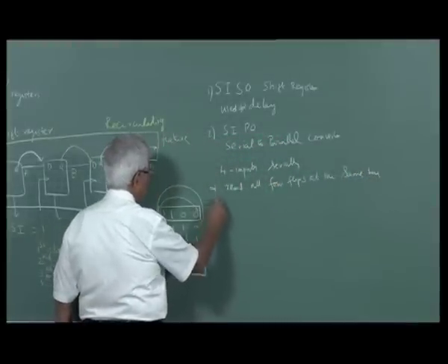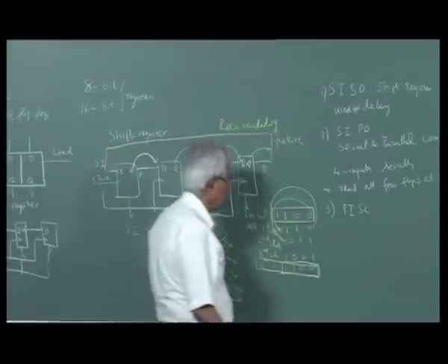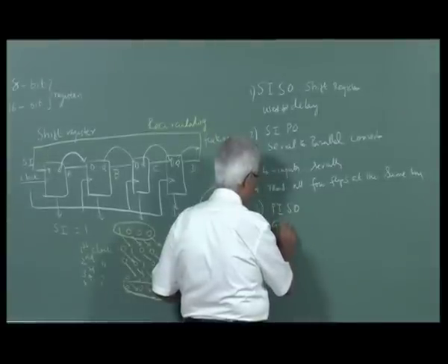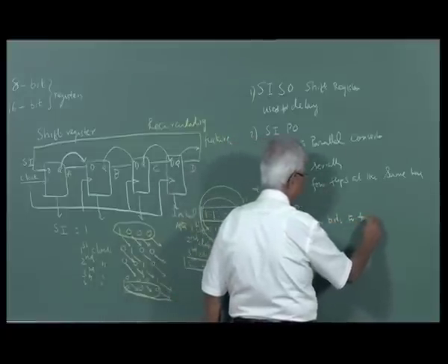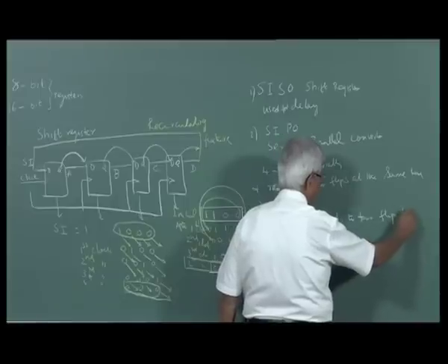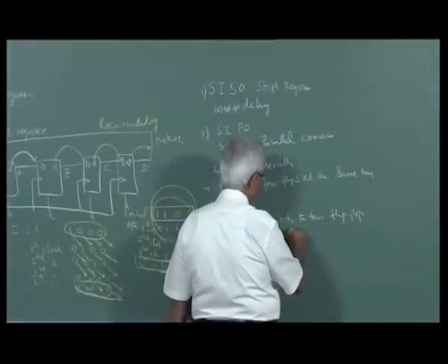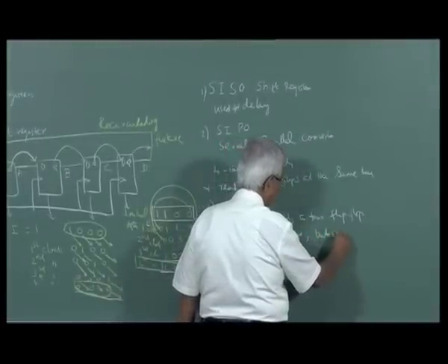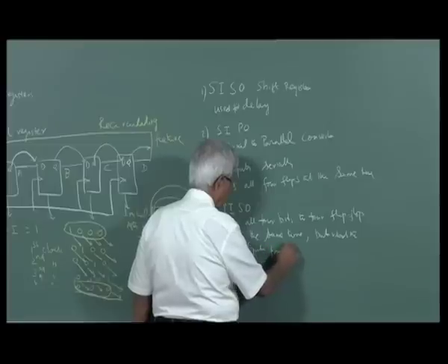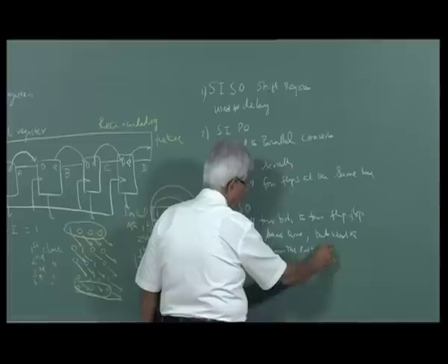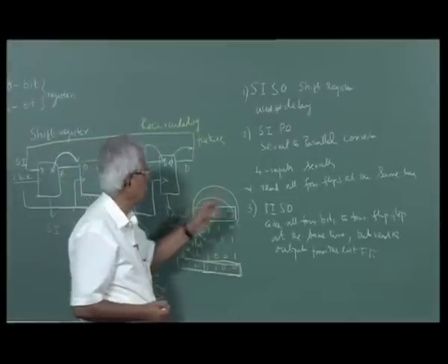Third is parallel input, serial output. I give all the 4 flip-flop inputs at the same time, but take one at a time. This is called giving all 4 bits to 4 flip-flops at the same time, but reading the output from the last flip-flop. That means I can load something and take one at a time. This is a parallel to serial conversion. Serial to parallel conversion, this is just for delay.